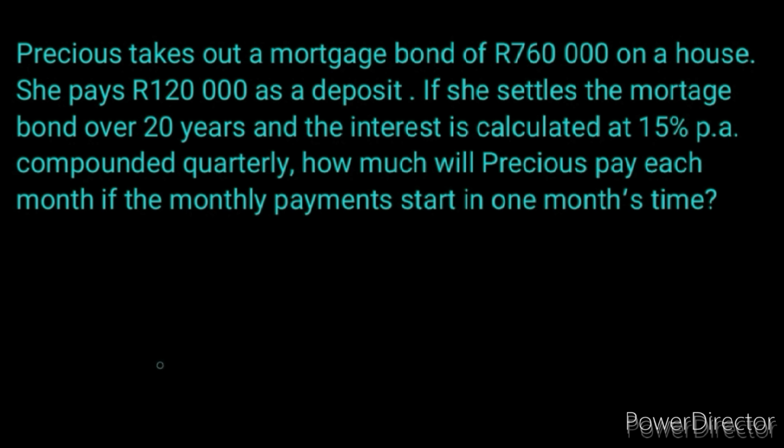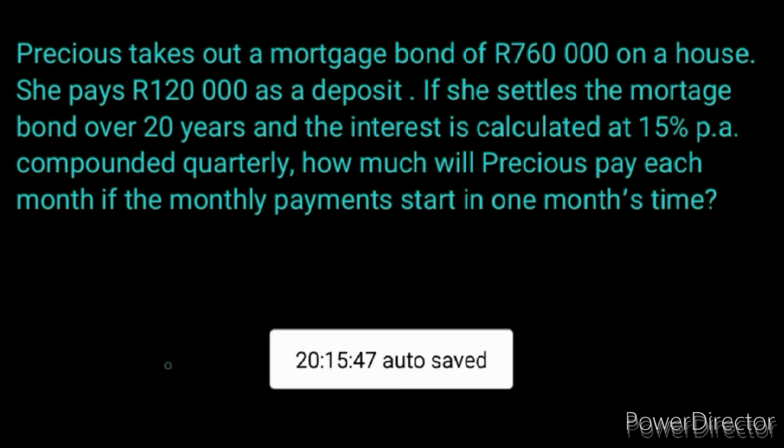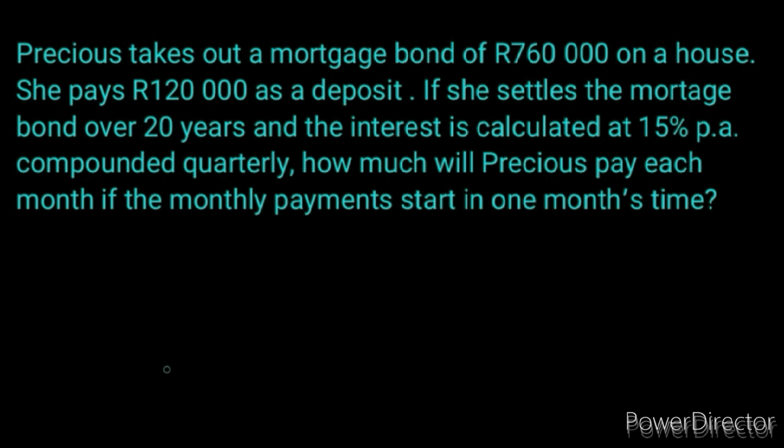Then we have to use the 3-point check. So the first point of the 3-point check is that we have to check if the payment is done in 1 period's time. So is it done in 1 period of time? She's making monthly payments and she's going to start in 1 month's time. So it looks like it fulfills the first point of the 3-point check.